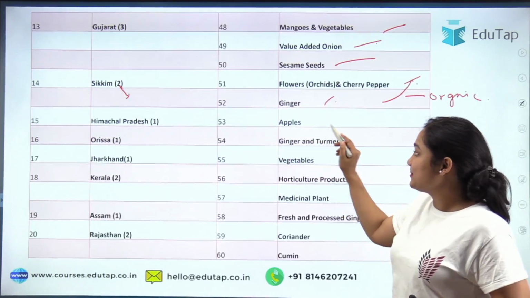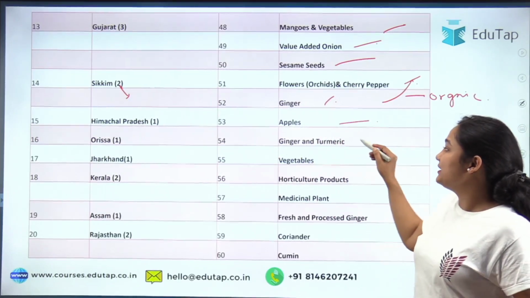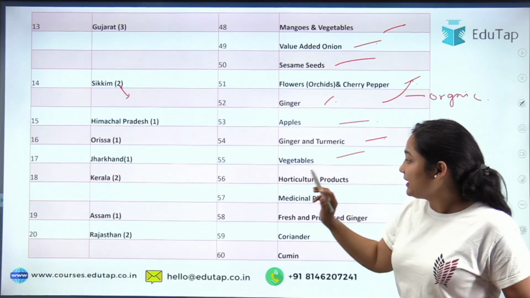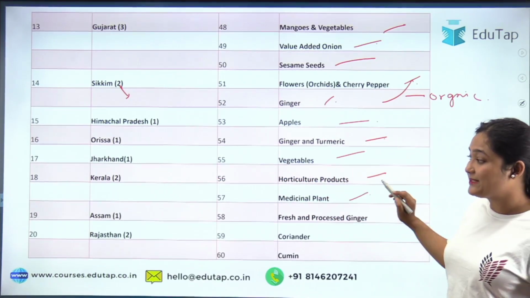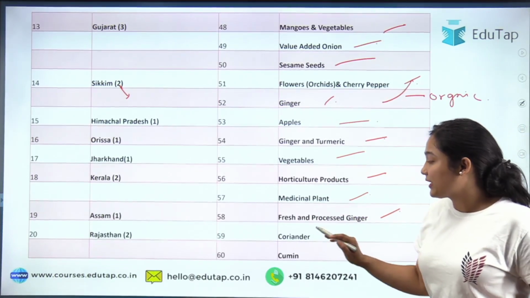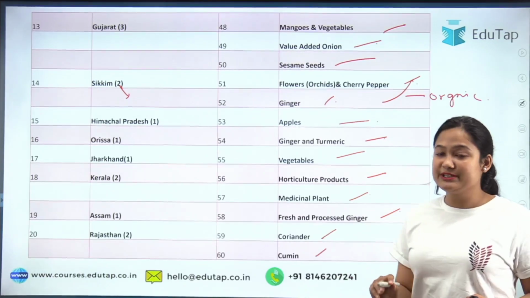Now moving to Himachal Pradesh, there are apples of course. Odisha there is ginger and turmeric. Then moving to Jharkhand, vegetables are there. Kerala, horticulture products and medicinal plants are there. For Assam there is fresh and processed ginger. Talking about Rajasthan, coriander and cumin is there.